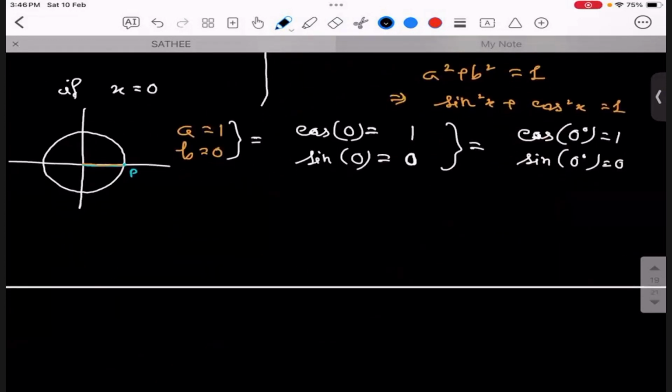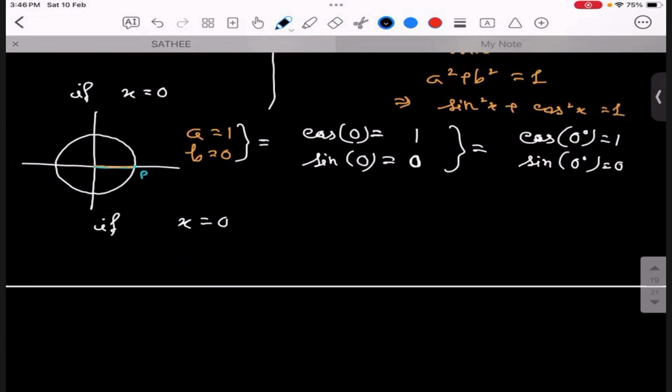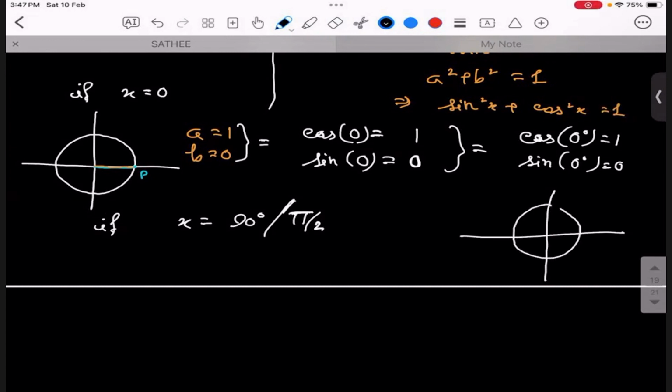Now what if x equals pi by 2, or you can say 90 degree? Pi by 2 in terms of radian usually denotes 90 degree. In that case, let us draw the figure again. This is the unit circle, this is the starting point, and this is the ending point, and the point P should be somewhere like here.